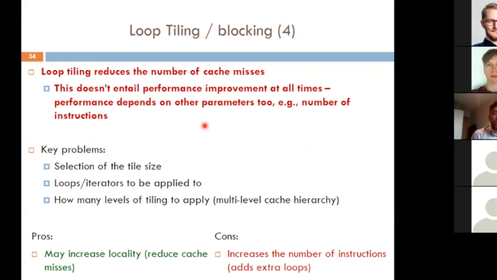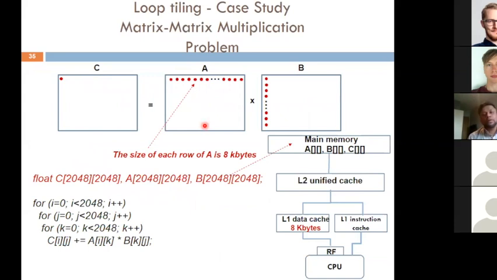The advantage is increased locality and reduced cache misses if we use this technique. But the downside is that it increases the number of instructions. Adding extra loops because of the tiles: we are creating tiles, and within the tiles we have to use the elements in the tiles, so we are going to use extra instructions and extra loops. That is the downside, the demerits of using loop tiling.